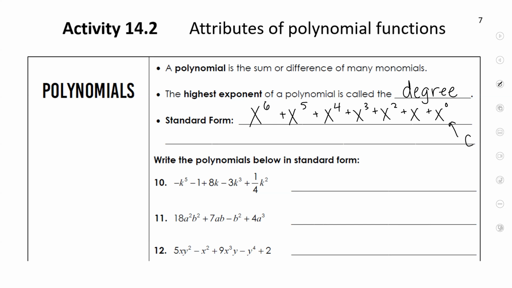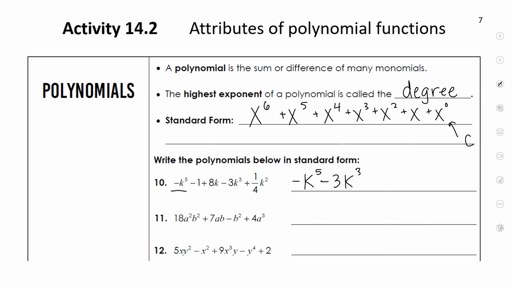So let's go ahead and put the first example in standard form. What is the highest degree that you see? The 5. So that term will come first. So negative k to the 5th power will go first. And the next highest exponent? 3. So then that will go next.